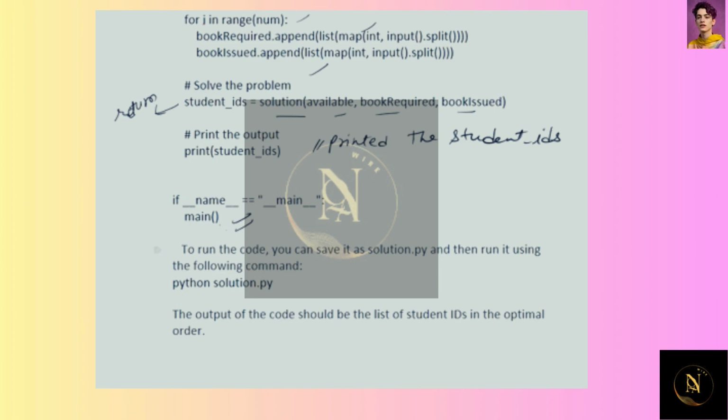To run this code, we can save it as solution.py. We have written this code in Python, that's why its name is solution.py with the extension py. Run it with python solution.py. The output of the code should be the list of the IDs in the optimal order. So this will be the output: student IDs in optimal order.